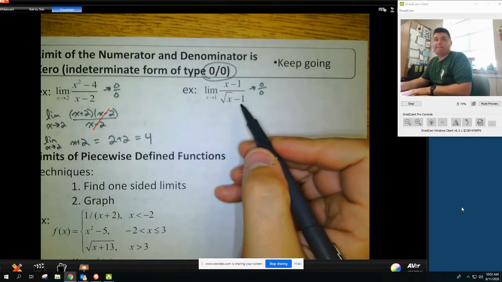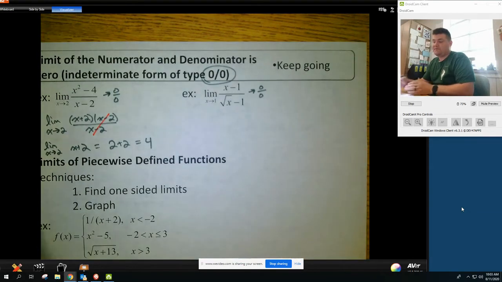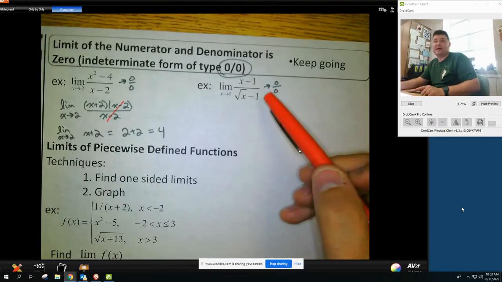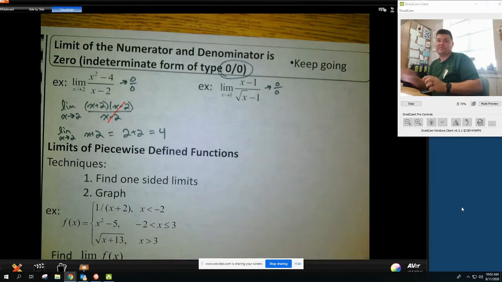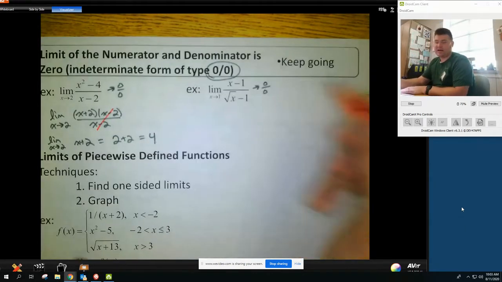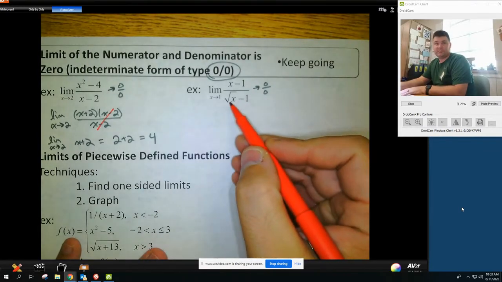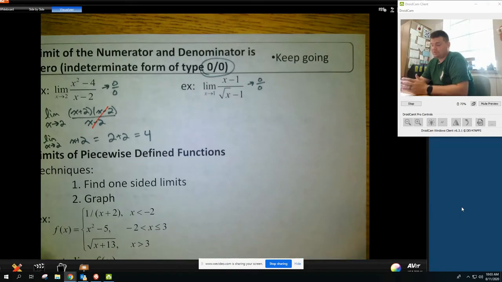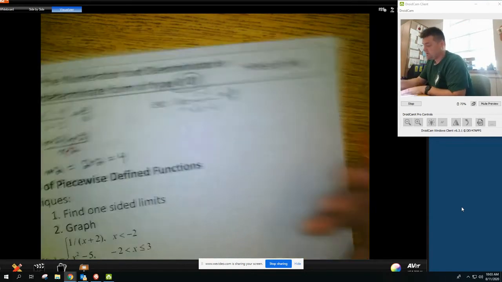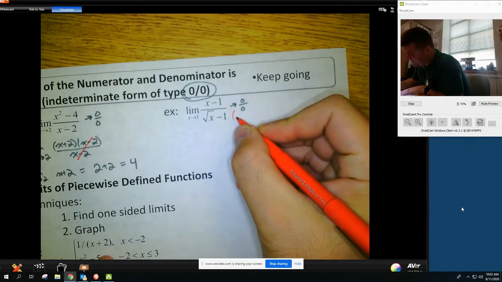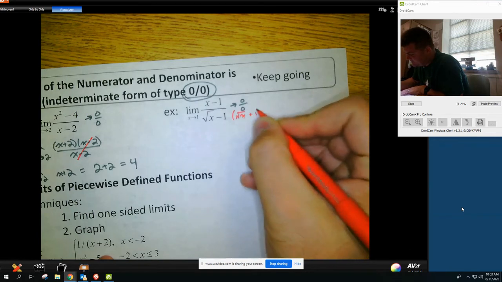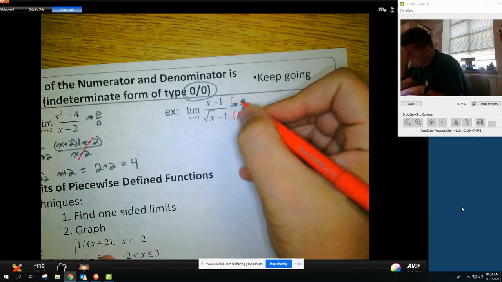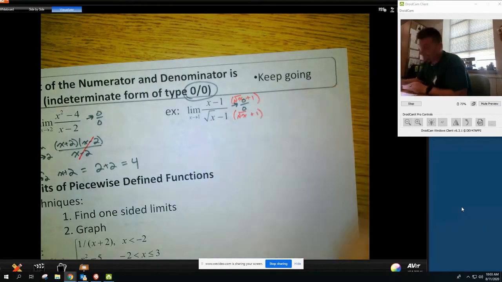So, best thing to do here, whenever you have a radical, I don't care if the radical's on the top or on the bottom, it's going to be the same thing each way. You're going to multiply the top and bottom by the conjugate. Conjugate means that the middle term, that little sign right there, just changes. So if it's a minus, it turns to a plus. So multiply the top by root x plus 1.